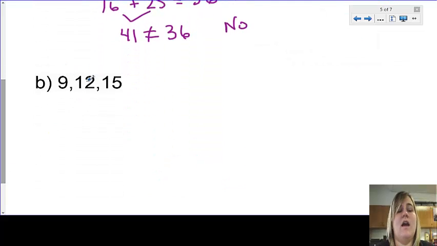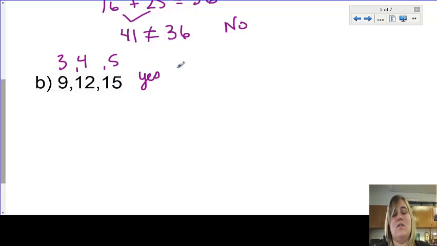Here, I have 9, 12, and 15. My Pythagorean triple is 3, 4, 5. Okay, is this a multiple of those? Well, 3 times 3 gets me 9. 4 times 3 gets me 12. And 5 times 3 gets me 15. So I can see, without doing any of the work, that yes, this is a Pythagorean triple. If you are not someone who can see that, check it.